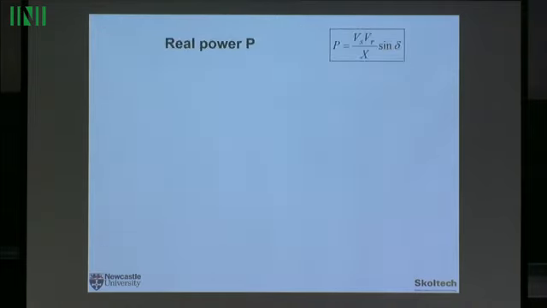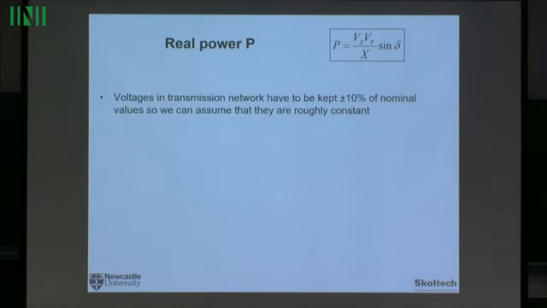So we have the equation: real power is equal to the voltage at the sending end times the voltage at the receiving end, divided by the reactance, multiplied by sine delta. Which means we have 3 variables on the right hand side. But 2 variables are not really variables. For simplified analysis, we can assume that they are constant.